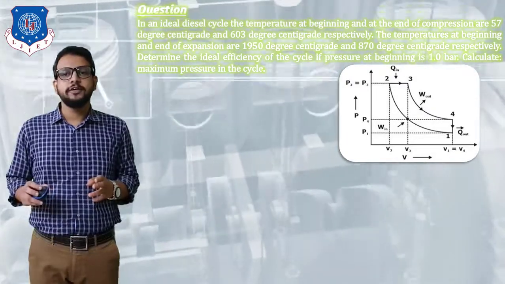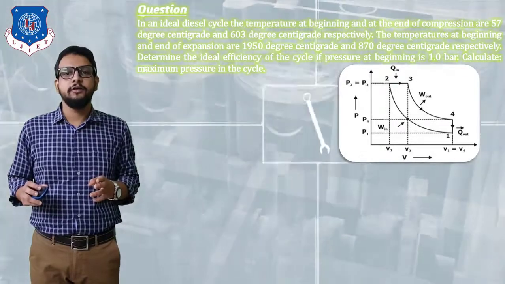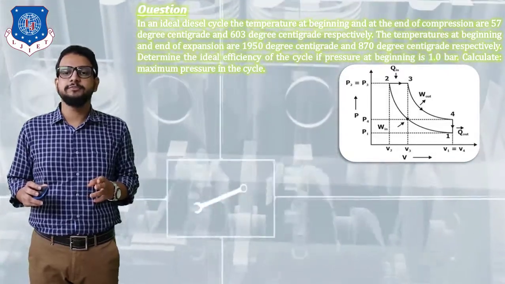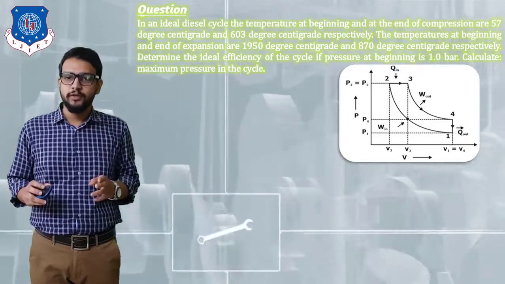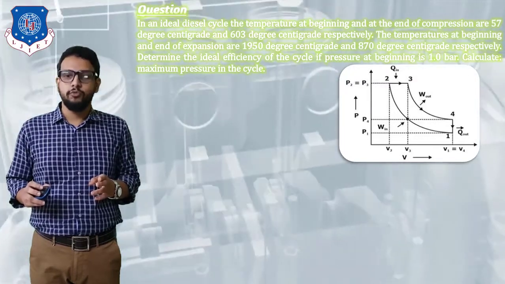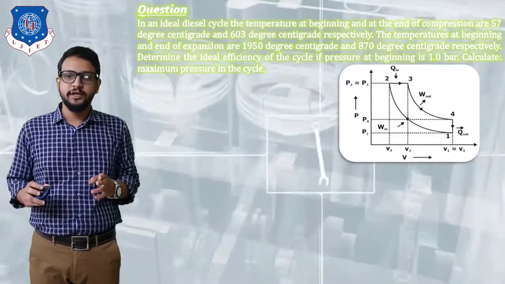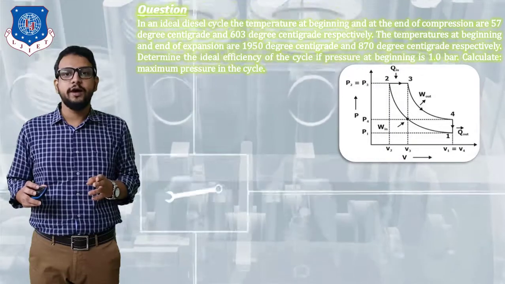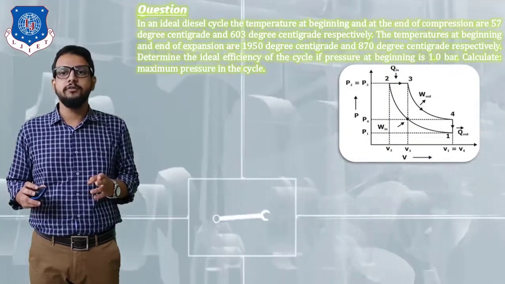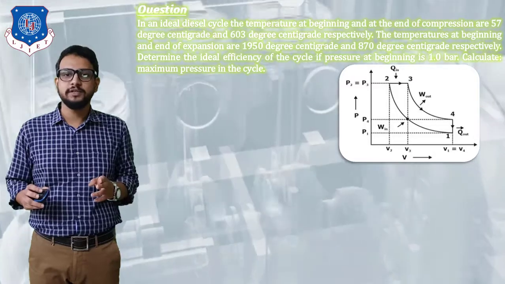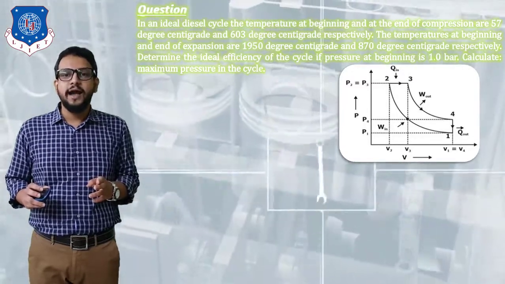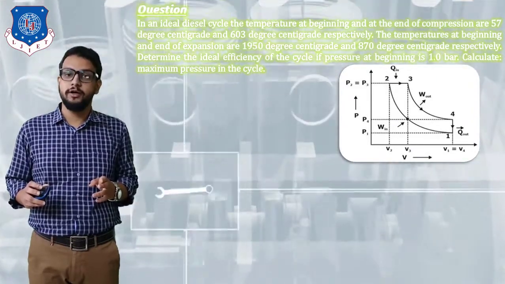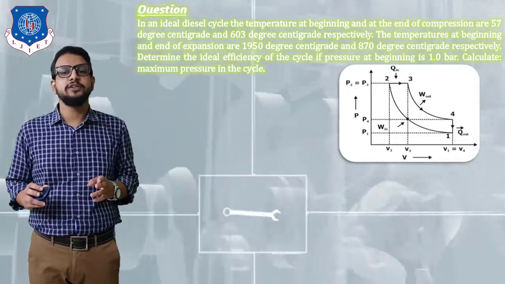Further it is written that the temperatures at the beginning and at the end of expansion are 1950 degrees centigrade and 870 degrees centigrade respectively, which means the expansion stroke, from state 3 to state 4. So T3 is given at the beginning of expansion, that is 1950 degrees centigrade, and T4 is 870 degrees centigrade. We need to determine the ideal efficiency of the cycle if the pressure at the beginning is 1 bar. So P1 is given as 1 bar. Also we need to calculate the maximum pressure in the cycle.